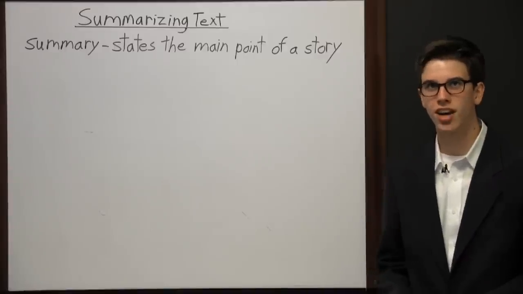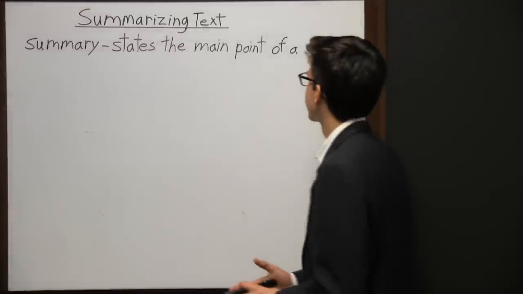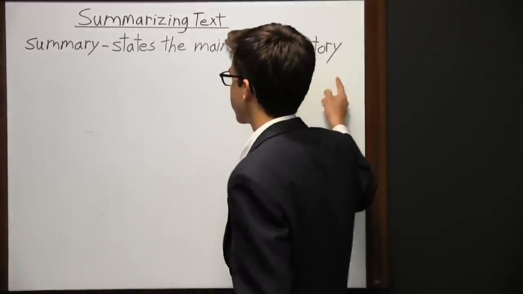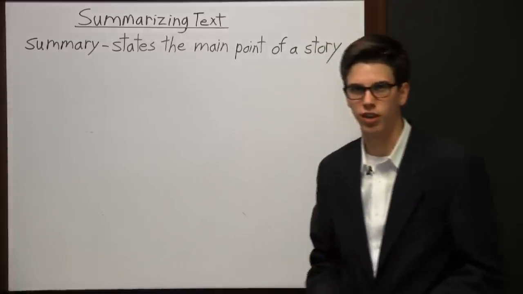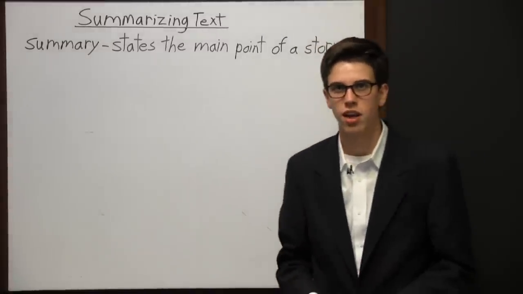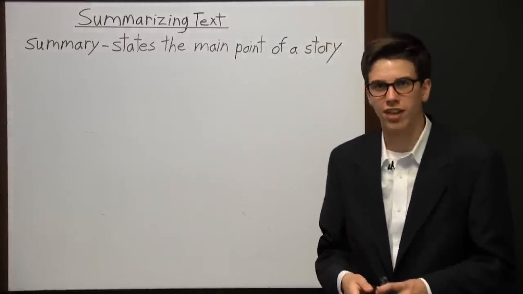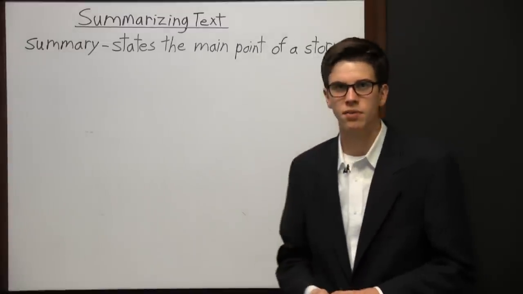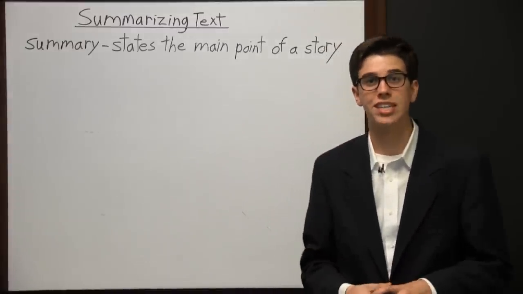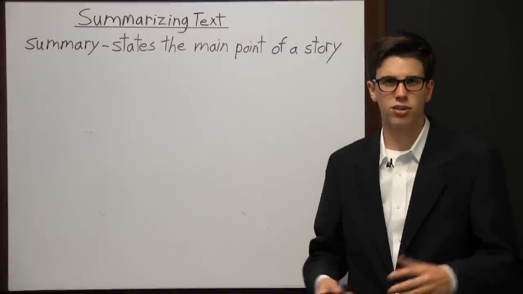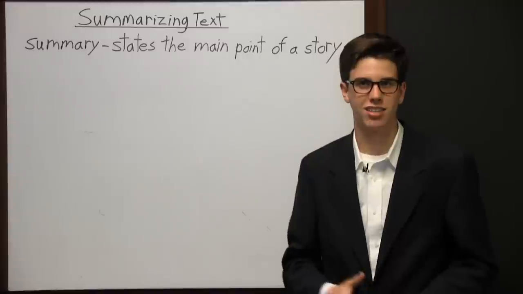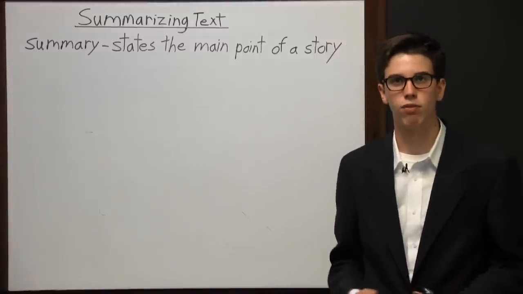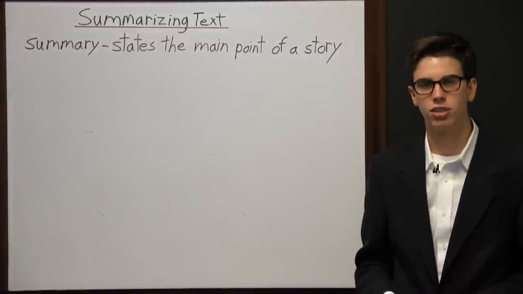When it comes to summarizing text, you need to be able to state the main point of a story. So a summary is just stating the main point of a story. So you're reading an entire story, and then you're just taking the important things and writing about that. If you've ever looked at the back of a book, you'll see a summary there. There's a whole book that may be 100 or 200 pages, but the author summarizes it on the back of the book so that you get an idea of what it's about. So that's what you're trying to do through a summary.